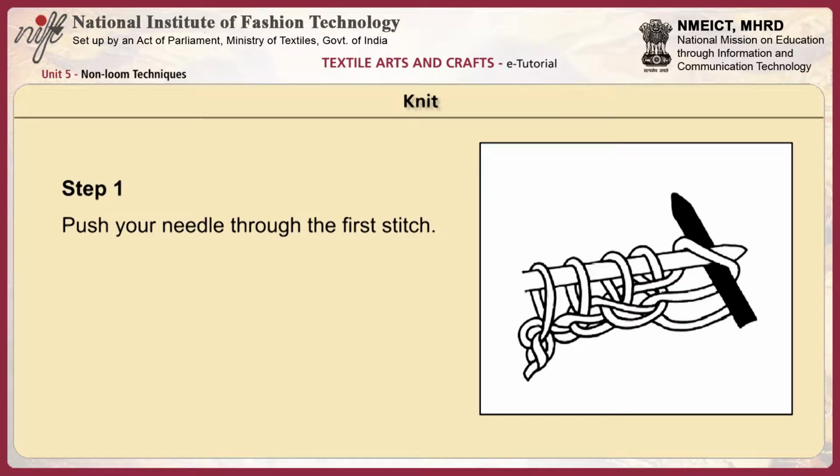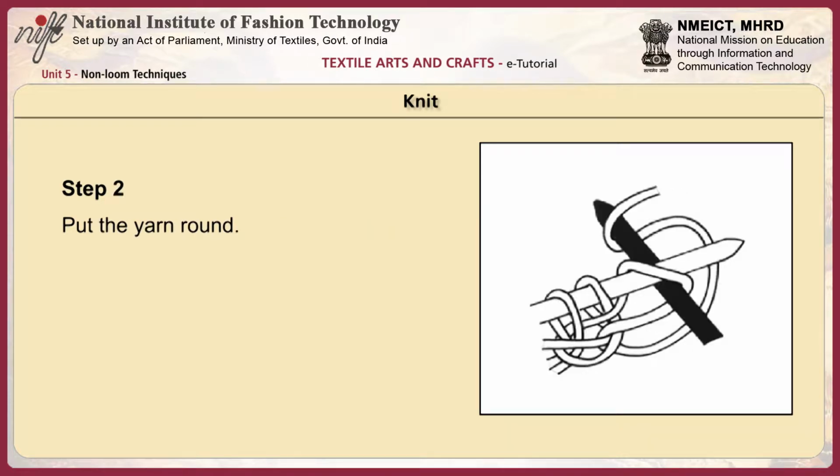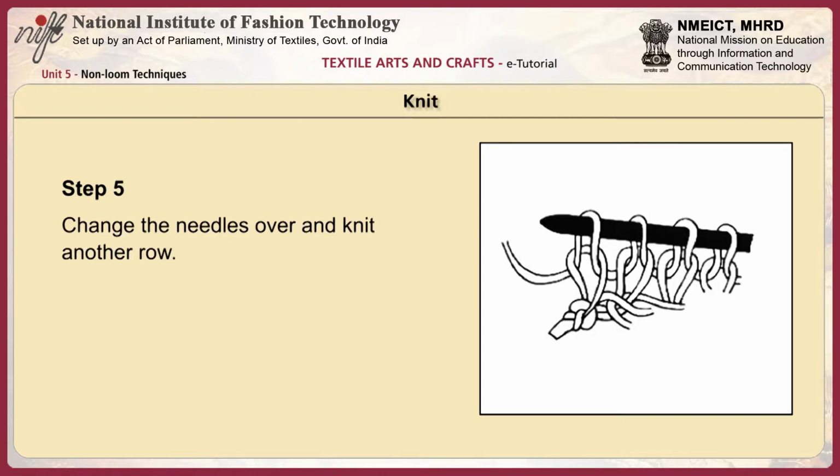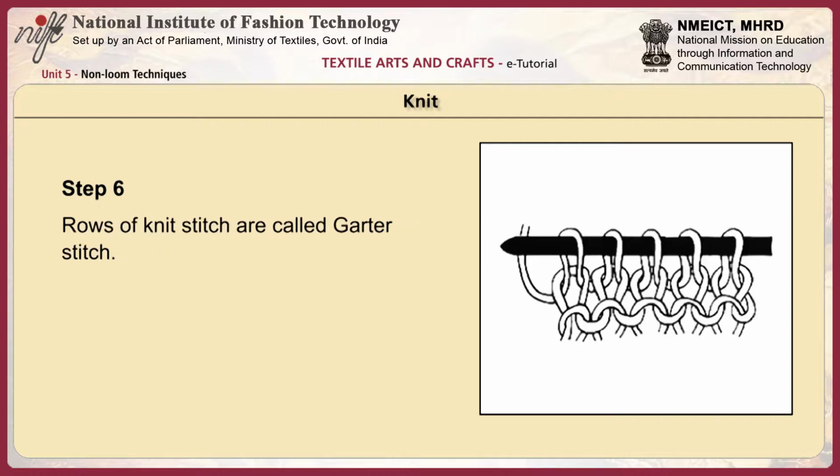Step 1. Push your needle through the first stitch. Step 2. Put the yarn round. Step 3. Pull the loop through. Step 4. Knit every stitch to the end of the row. Step 5. Change the needles over and knit another row. Step 6. Rows of knit stitch are called garter stitch.